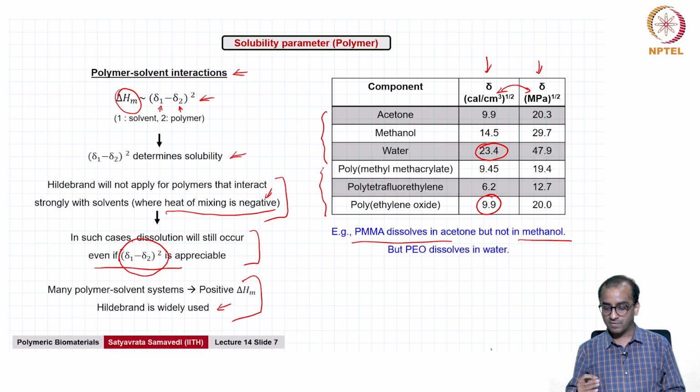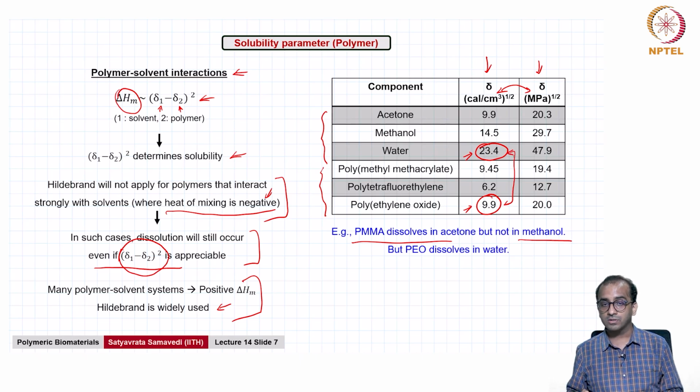If you have guessed right, you would have guessed that these interactions between water and polyethylene oxide are not limited by van der Waals or non-polar interactions, but are largely governed by hydrogen bonding, and those interactions are not accounted for. Other kinds of interactions, such as polar or hydrogen bonding, are not accounted for by Hildebrand, and that's why simply looking at the Hildebrand parameters will not help us predict that PEO is soluble in water, because those interactions are not accounted for.